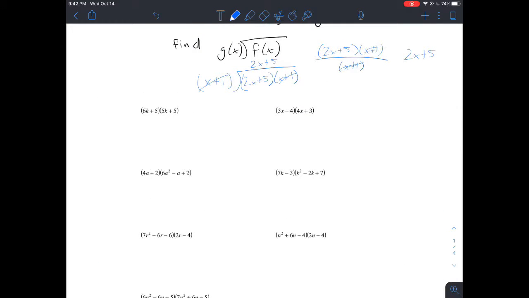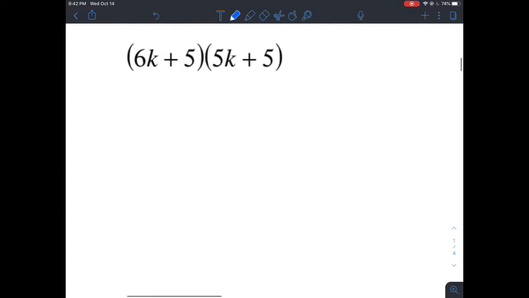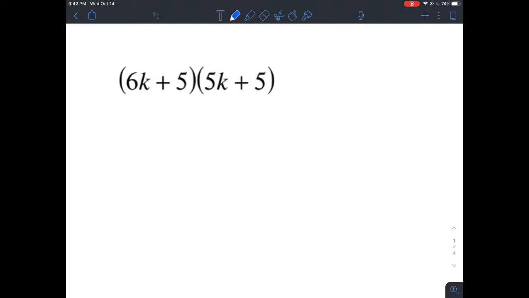Now let's take a look and try these other ones. So what we're doing here is we are multiplying either binomials or binomials and trinomials. We're going to try some of these out. First off, when you look at this, you should know how to multiply this. You probably learned this as foiling. You've probably heard me say the word foiling. But now we're going to approach it in a different way. Normally when we foil, we do these terms times each other, these terms times each other, these terms times each other, and these terms times each other. That's the exact same thing we're going to do today.